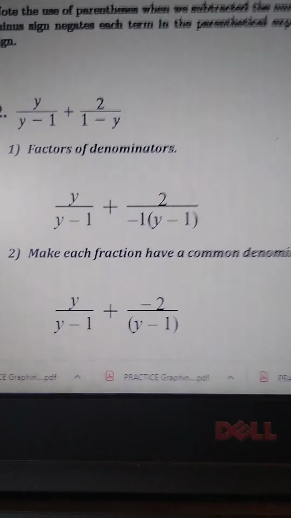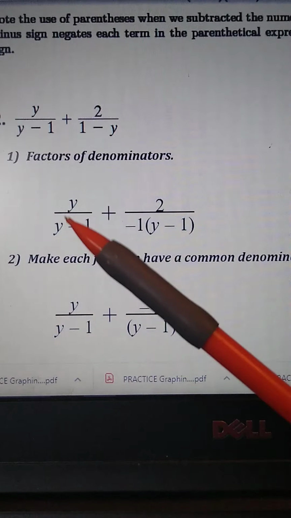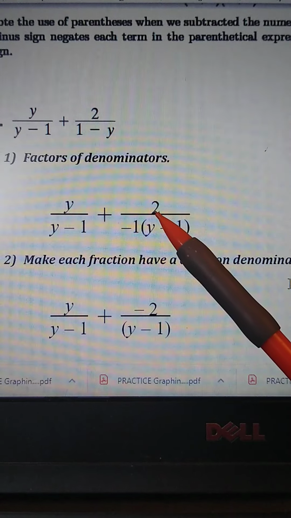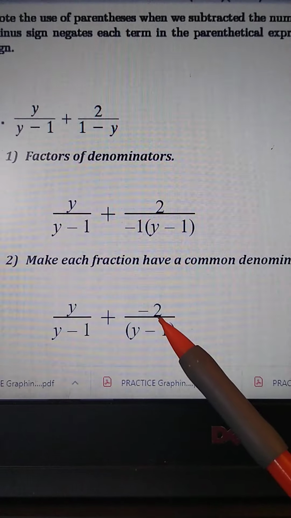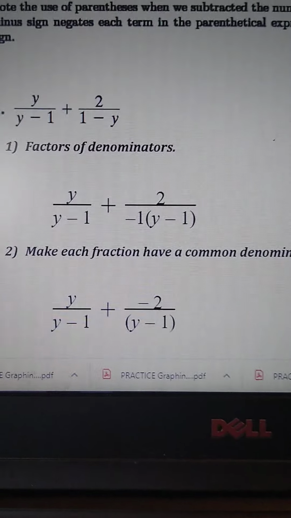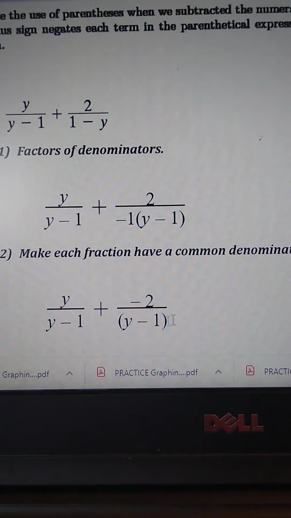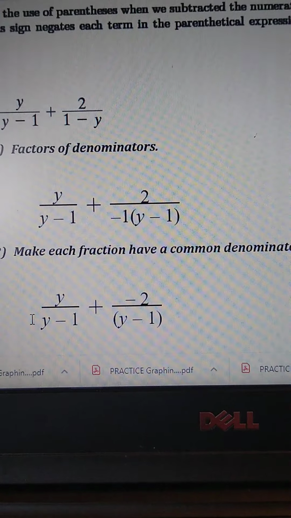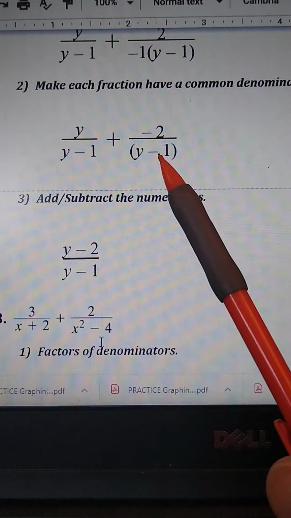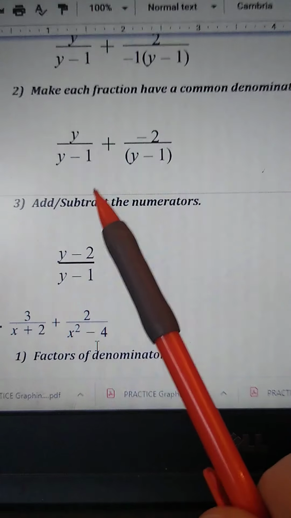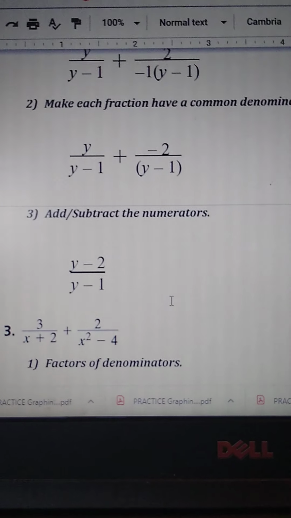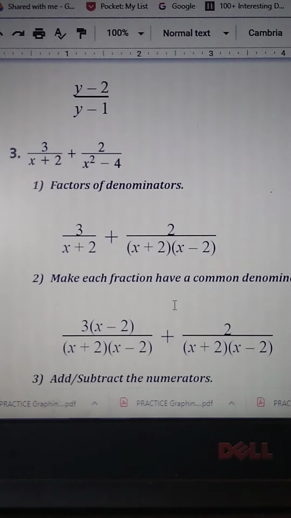To make them have common denominators, I guess we could multiply this side by -1, but how about I just take that negative and apply it to the numerator? So I'm going to take that -1 and just apply it to the numerator, so that's -2. Now I have common denominators here and here. So what I'm left with is y plus -2 or y minus 2 all over the common denominator of y minus 1.